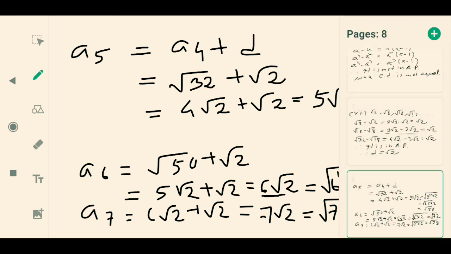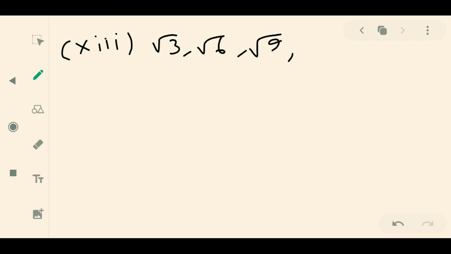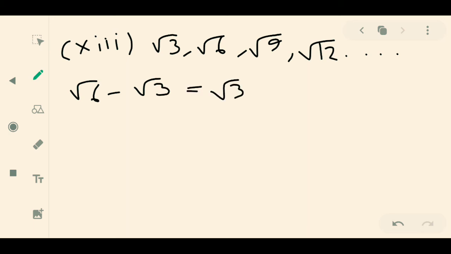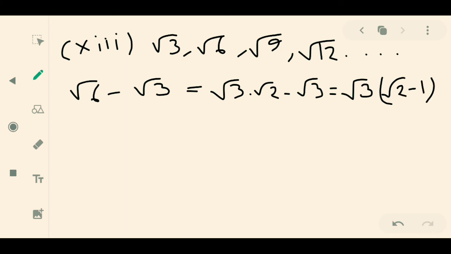Okay. Now the next one I am going to do is number 13. Number 13: root 3, root 6, root 9 and root 12. So now what we will do, first I'll check root 6 minus root 3. Nothing we can do here, because root 6 you can write as root 3 into root 2, and this one is root 3. You can take root 3 common, so root 2 minus 1 will be here. Then root 9 minus root 6. Root 9 means 3, so 3 minus root 6. No need to take common here.